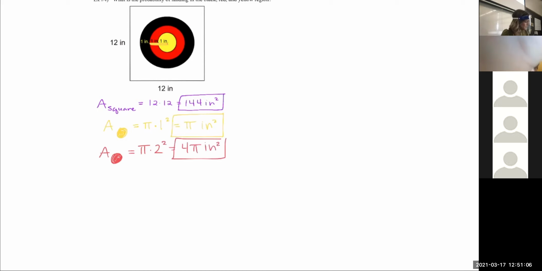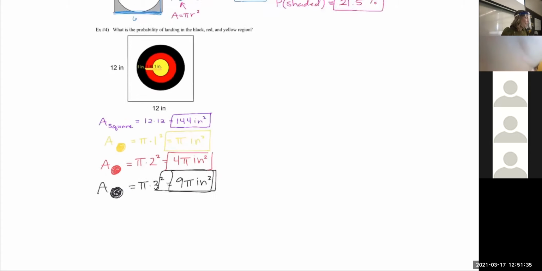And then the last one is we're going to find the area of the black circle. What's your radius for your black circle? 3. So pi times 3 squared, or 9 pi square inches. Oh, sorry. So that's all the information that you need to be able to solve this problem. Now we got to figure out how to apply it to the problem. Okay, we know all the areas of the different things we have.